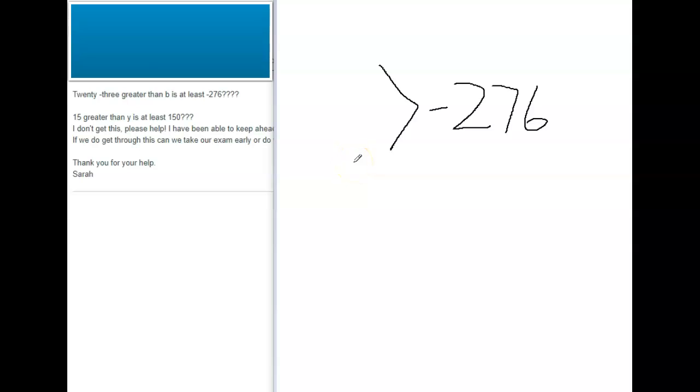And so to fill in now the left side of the problem, 23 greater than b is at least negative 276. So if you're greater than a certain value, you've added on to that value. So you could say something like 7 is 3 greater than 4, because when you take 4 plus 3, you get 7. 7 is 3 greater than 4. So 23 greater than b, you have whatever value b is, and you take 23 greater than that.